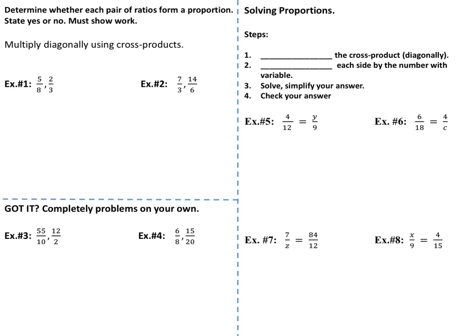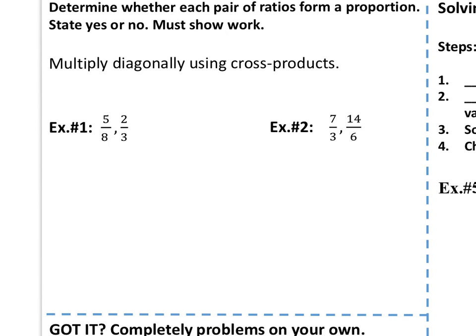Go ahead and turn your notes to the back side now. Now, we want to determine whether each pair of ratios forms a proportion. State yes or no, and you must show your work. Multiply diagonally using the cross products.